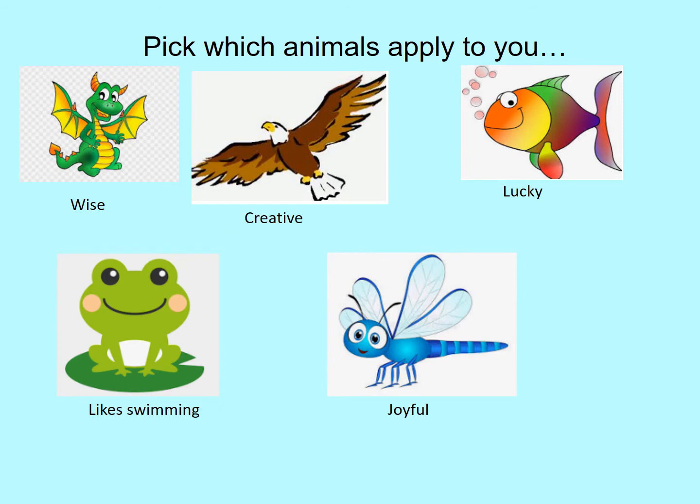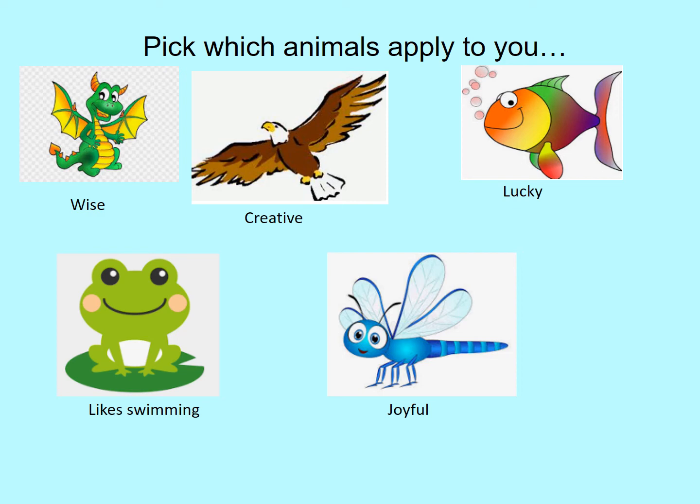Okay, so here, if you put a dragon head, it means that you're a wise person, so you might know a lot of things. An eagle means that you're creative, you like making things, you like designing things, you're very good at art. A fish means you're lucky, you might be really lucky when it comes to prizes in schools and things like that. A dragonfly would mean that you are joyful. So you're full of happiness, you like to smile at people, that kind of thing. And a frog means that you like swimming, okay?